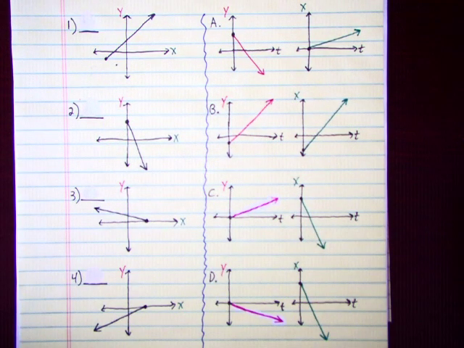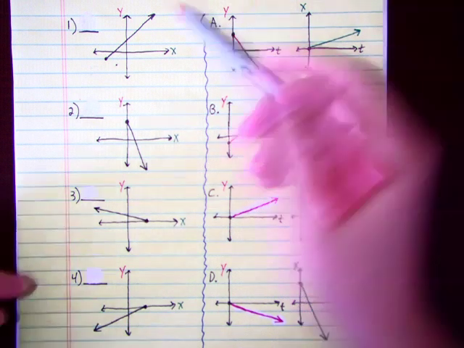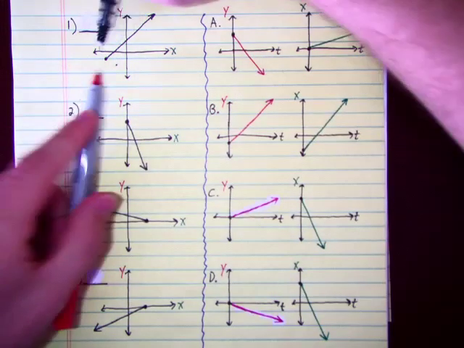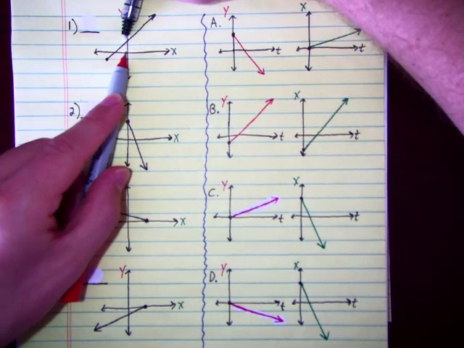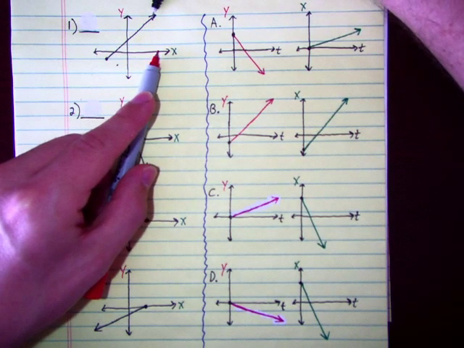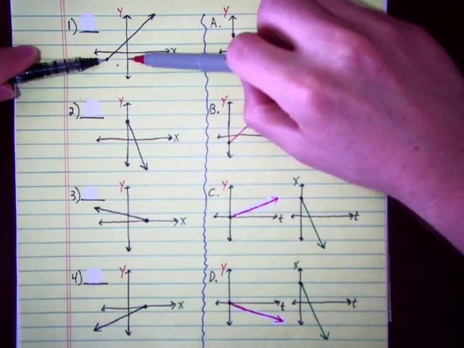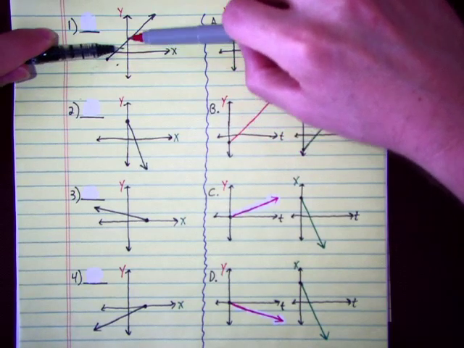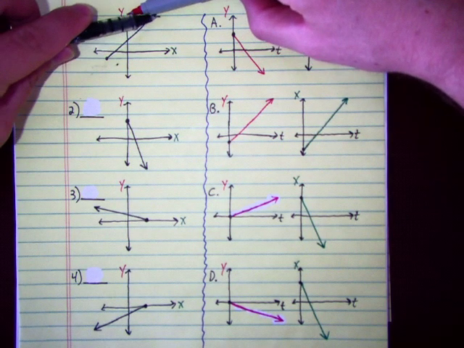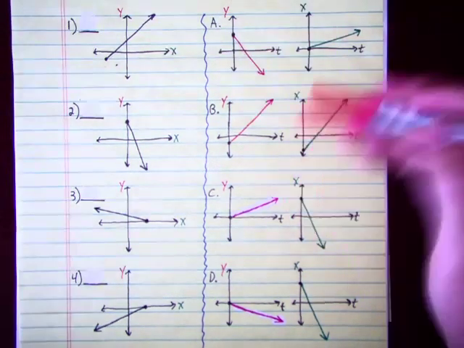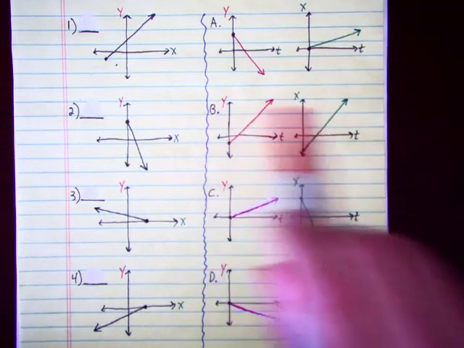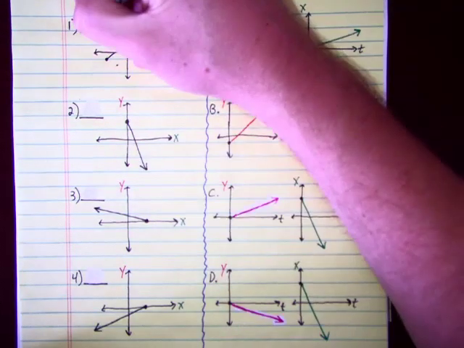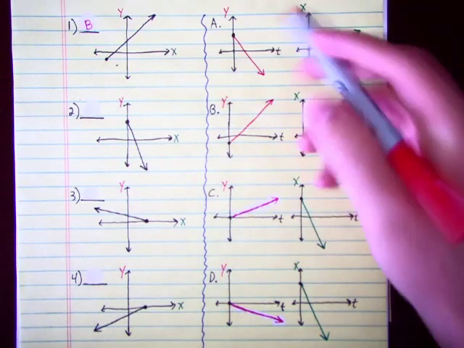Ready? Okay, let's go over them together. This first one, as I move along this path, my x-coordinate is increasing the whole time. And as I move along this path, my y-coordinate is increasing the whole time. So we need a pair of graphs where y is increasing with time and x is increasing with time. That matches graphs B right here.